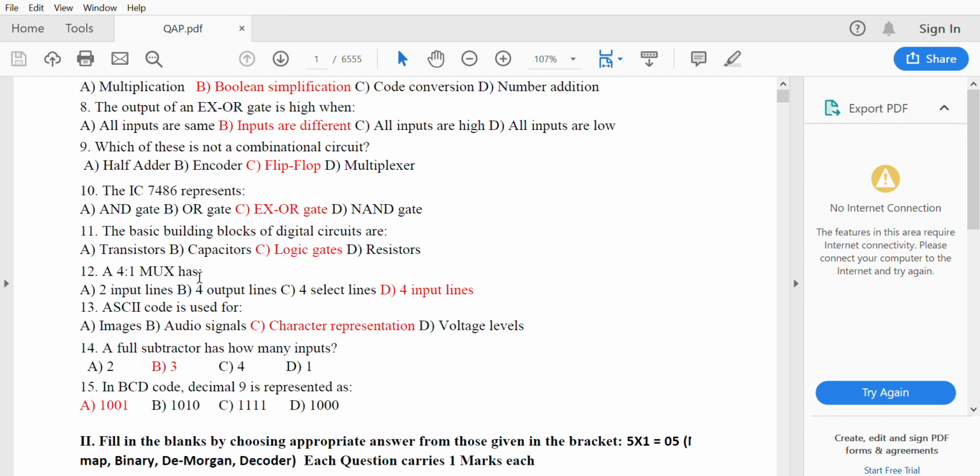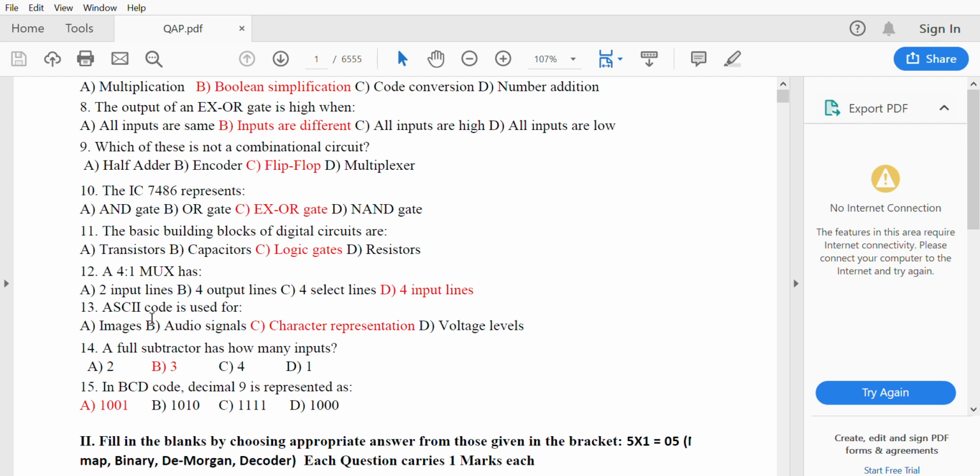How many? They have given input lines and select lines. Before writing the answer, first we have to search the correct option. Read the options carefully because they cause confusion. 2 input lines is wrong. 4 output lines is also wrong. 4 select lines, again they have given select lines to make confusion. A 4:1 mux has 4 input lines and 2 select lines, so option D is the correct answer.